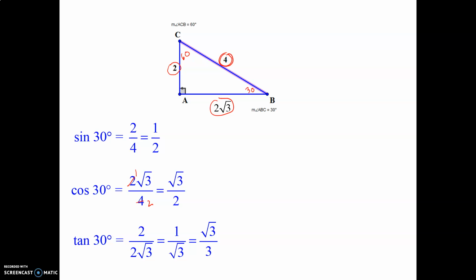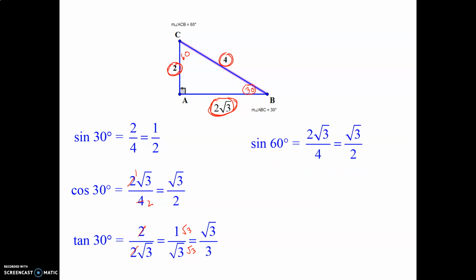And the tangent of 30 degrees, if I'm sitting in this 30-degree angle here, it would be the opposite over the adjacent. So it would be 2 over 2 square root of 3. These cancel, so I get 1 over the square root of 3, but then remember you can't leave the square root of 3 in the denominator, so you get square root of 3 over 3.